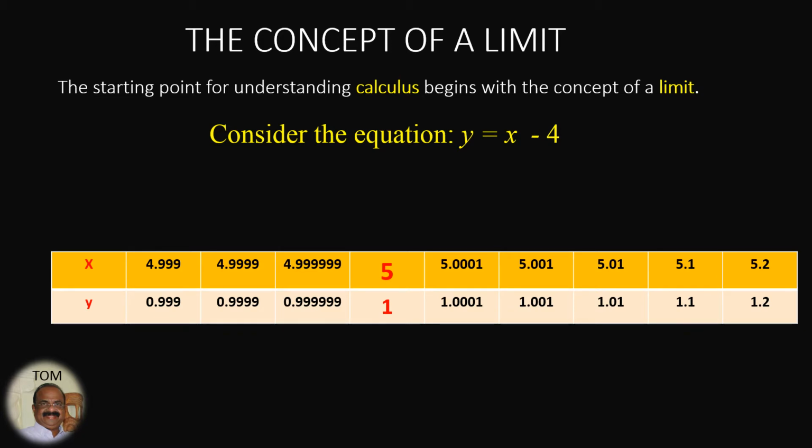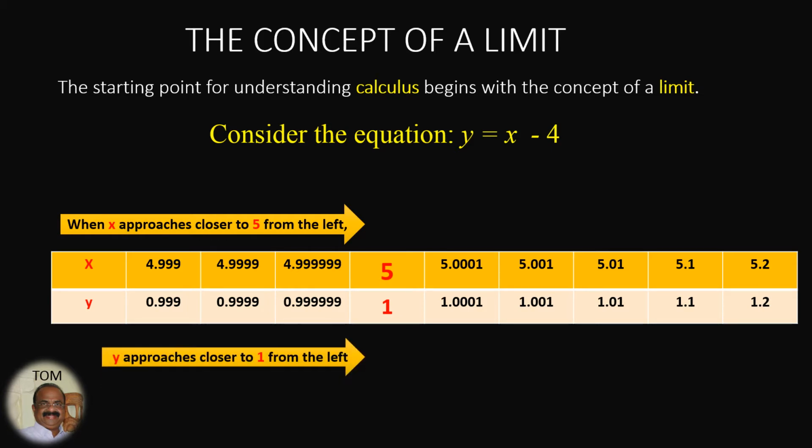Look at the specific number 5. When the x values approach closer and closer to 5, 4.999, 4.9999 like that, we are approaching the number 5. Now, the y value approaches closer and closer to 1.